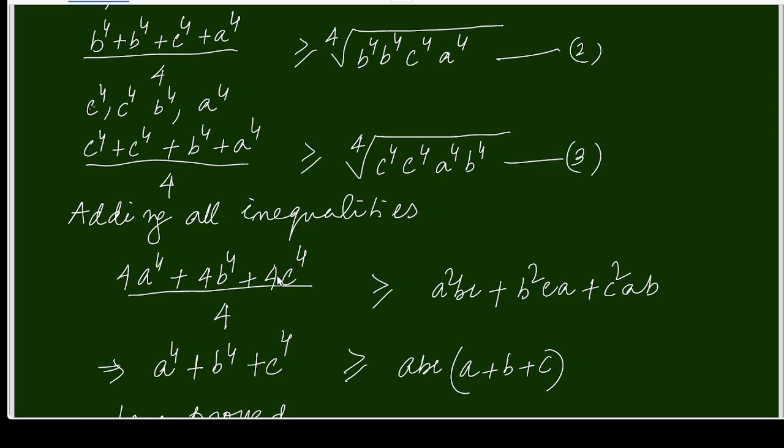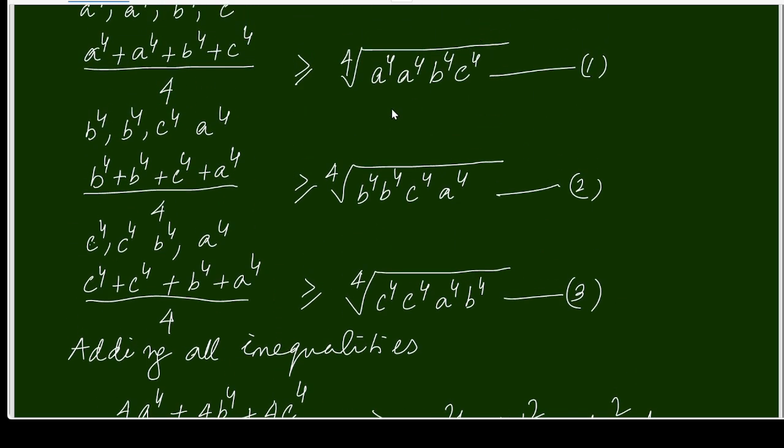Let me explain once if it is not clear. This is greater than or equal to the fourth root of a^8 b^4 c^4. So I'll take, this is the same as a square, taking the fourth root of b and c, and this will be b^2 ca, and this will be c^2 ba.